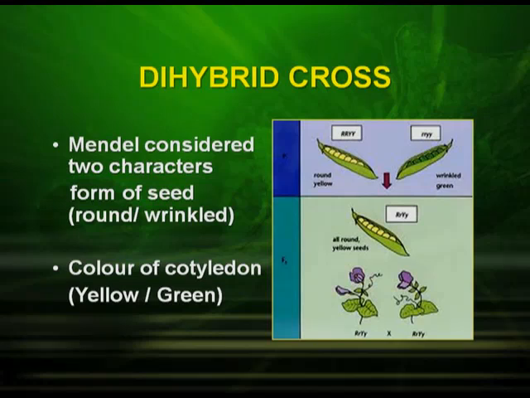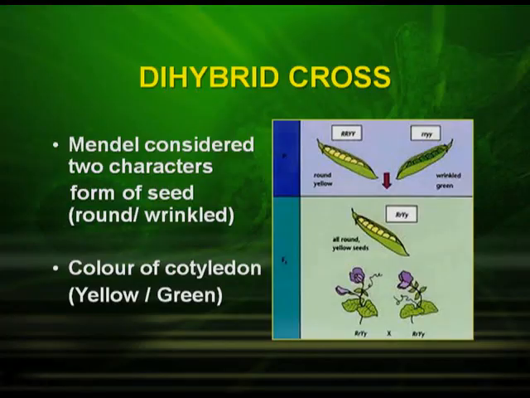Now, let us see what happens in dihybrid cross. What is the meaning of dihybrid cross? Dihybrid means the plants that are differing in two characters. So, we cross a plant which differs in two characters. Mendel in his dihybrid cross considered two characters. The one, the form of seed, whether it was round or wrinkled, and the color of cotyledon, whether it is yellow or green. Now, when he crossed the two plants, what was the result? Let us see and analyze the result.